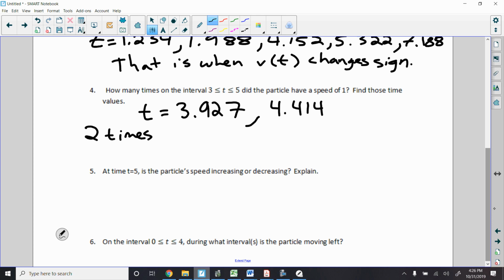At t equals 5, is the particle speed increasing or decreasing? Well, we've already answered a question like this. We know that we need to check v of 5 and a of 5. Those are the two things we need, and we need to compare their signs. For problems 1 and 2, we know how to do that, right? So I'll go to my calculator to check v of 5.